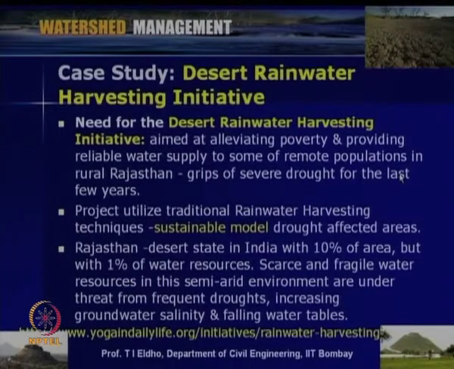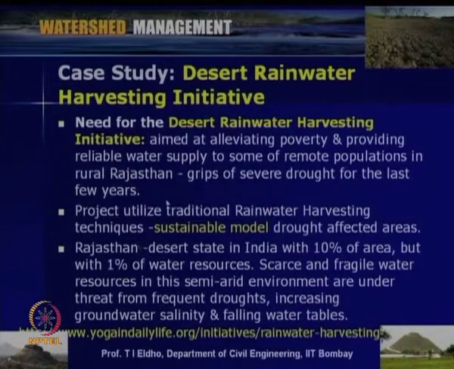So, before closing for today's lecture, let us briefly discuss a case study as far as watershed management in arid regions is concerned. The case study is the Desert Rainwater Harvesting Initiative from western Rajasthan. Here the main issue was water availability. This is a sustainable model for drought affected areas, mainly implemented in western Rajasthan.